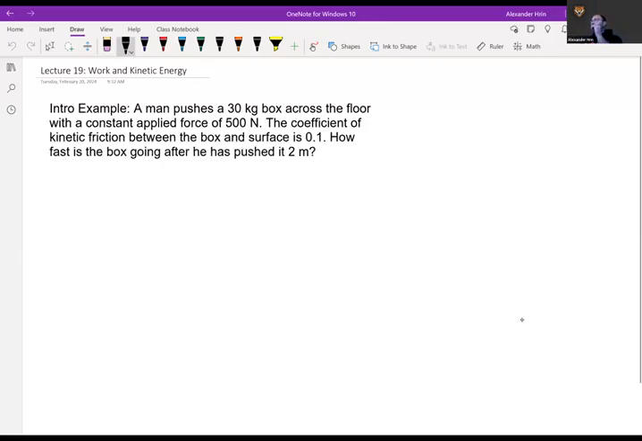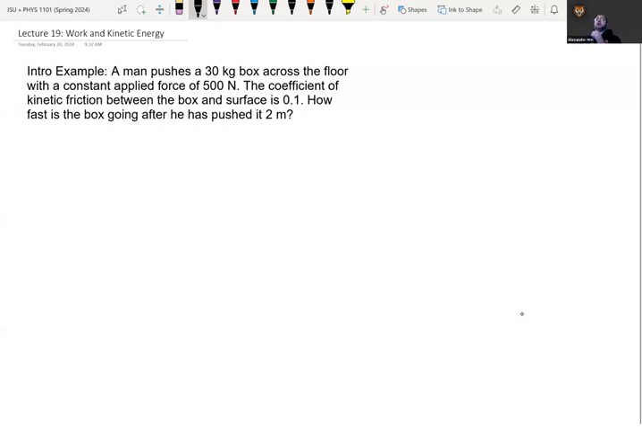I suggest you pause the video and see if you can use what we've learned about kinematics. You should be able to do this with a combination of Newton's second law, so your free body diagram, and the kinematics equations we've talked about. But I'm going to go ahead and solve this. If you paused and did it yourself, that's great.